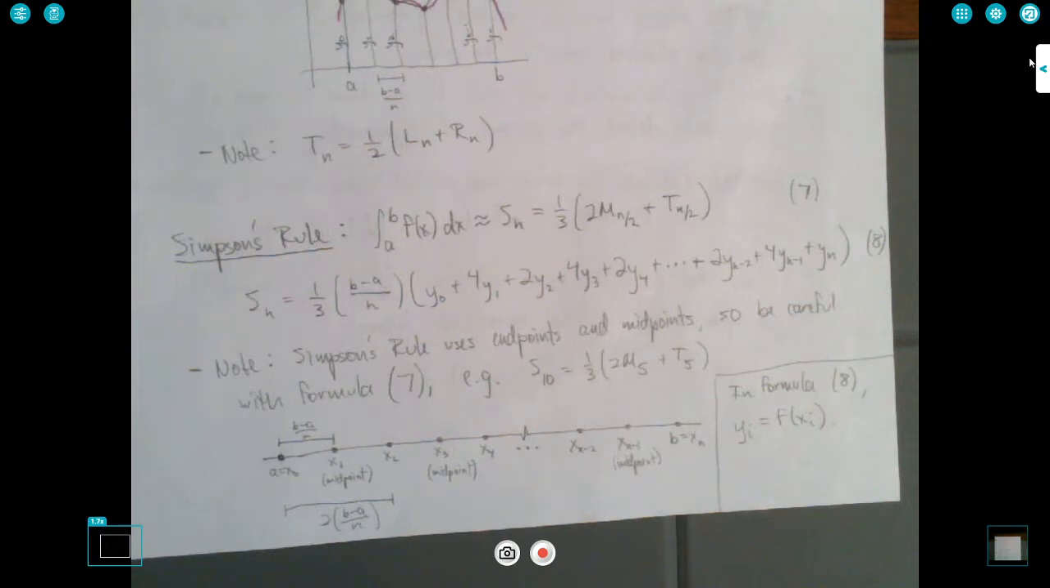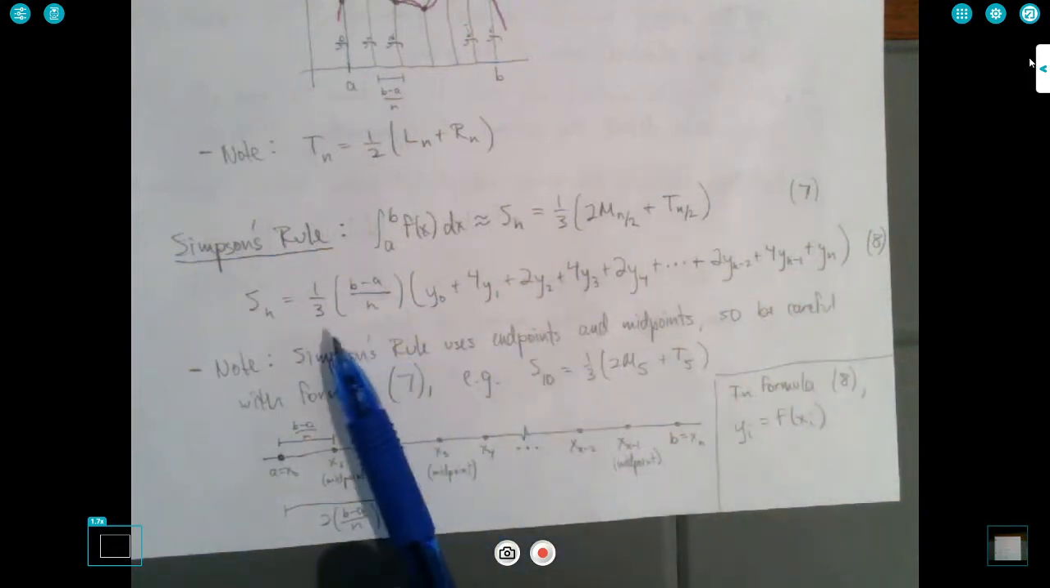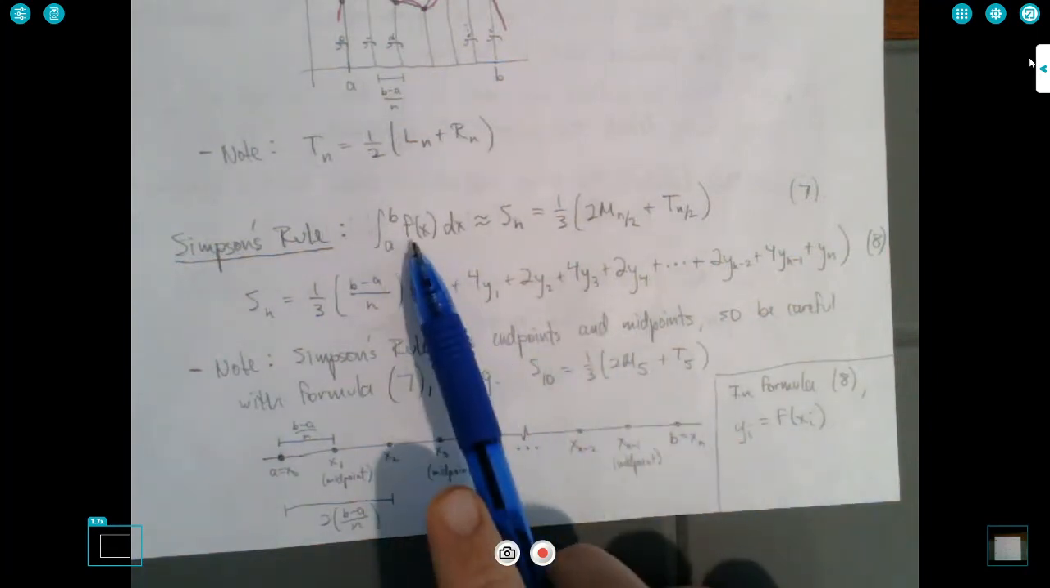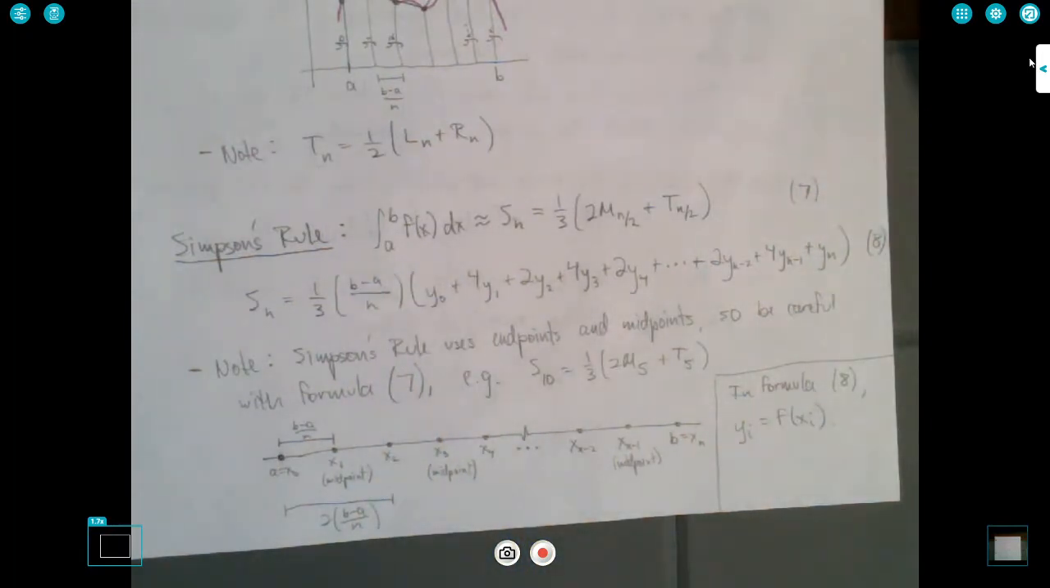So kind of an interesting formula. Again, you can read the textbook if you're interested in the derivation of it. And as usual, the yi is f of xi, right? So you plug it in here to f of x.